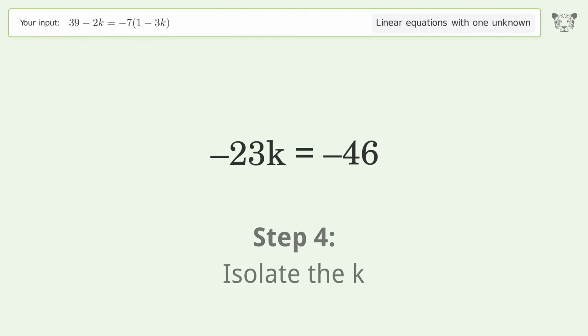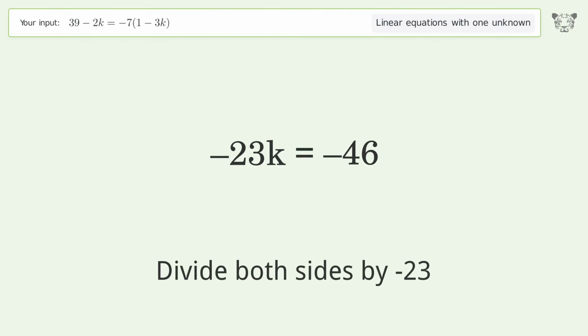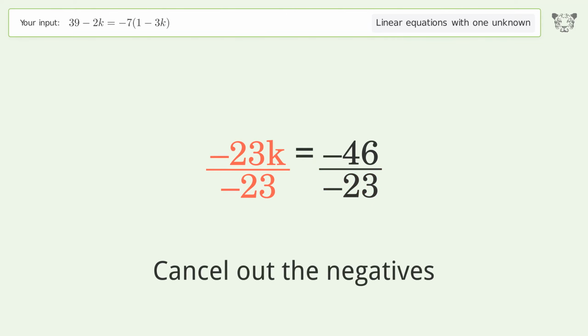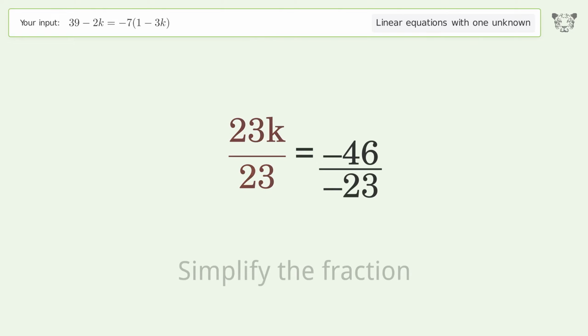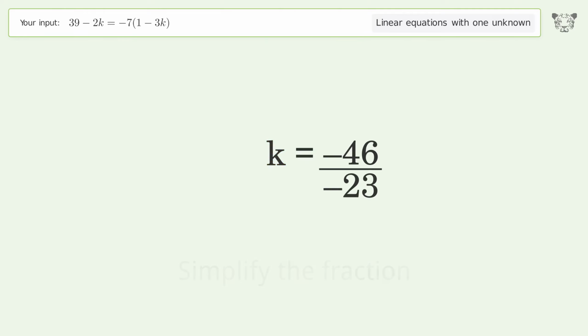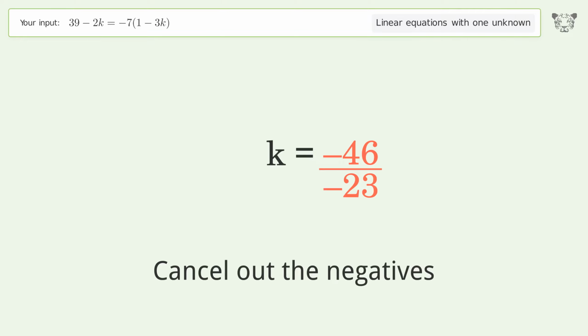Isolate the k. Divide both sides by -23. Cancel out the negatives. Simplify the fraction. Cancel out the negatives.